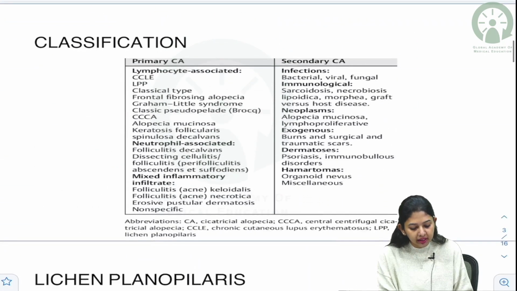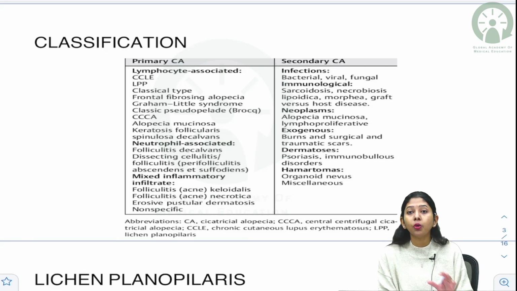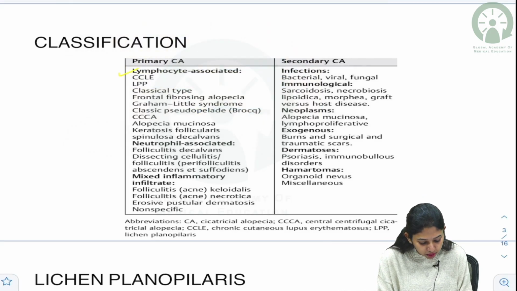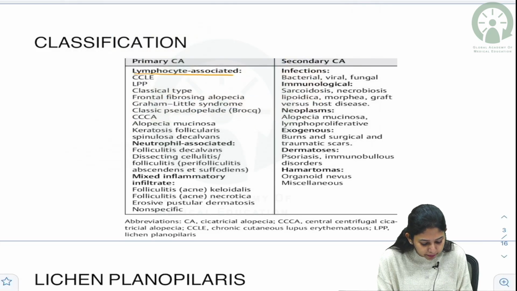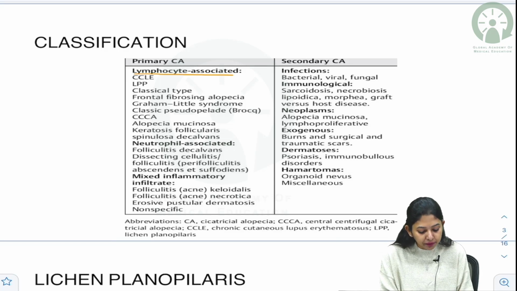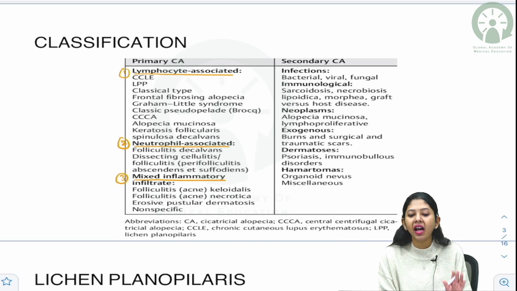Now let's look at the classification. See, it's a big classification of primary and secondary alopecias. Do not need to remember in detail all these conditions. So actually primary cicatricial alopecias can be divided on the basis of predominant infiltrate, right? If the infiltrate is lymphocyte, we have lymphocytic associated primary cicatricial alopecias. If the infiltrate is neutrophil, we have neutrophilic associated cicatricial alopecias, and then there can be a mixed infiltrate, right? So there are three subdivisions that we have in primary cicatricial alopecias.